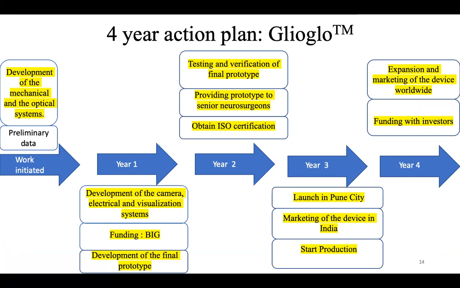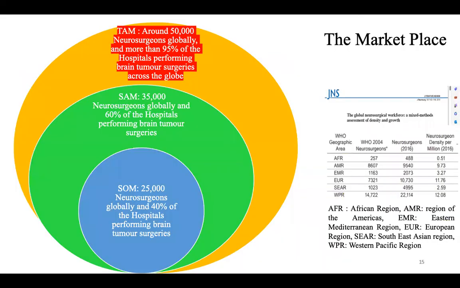By the third year, we aim to launch the product in Pune city and market the device across India. We also intend to start full-fledged production. In the fourth year, we intend to expand the marketing of the device worldwide and find angel investors.